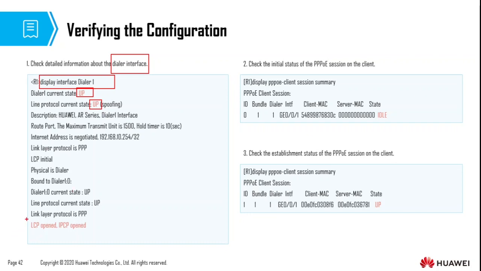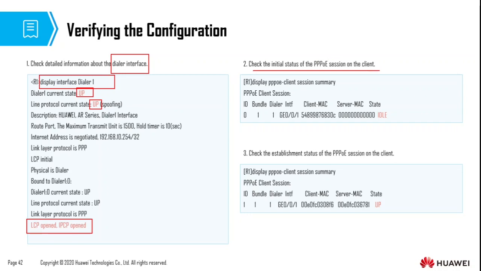When LCP is opened and IPCP is opened, it means that the session is up and this PPPoE client and PPPoE server are able to communicate. You can also check the initial status of the PPPoE.